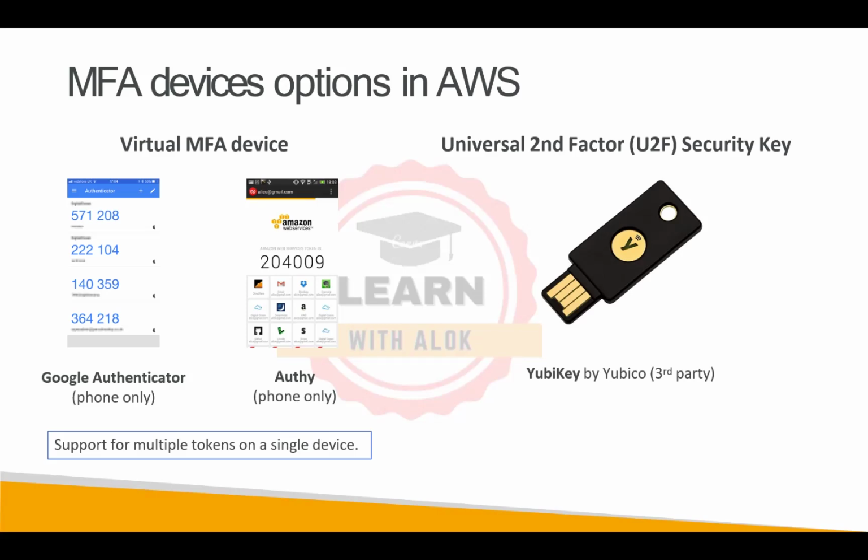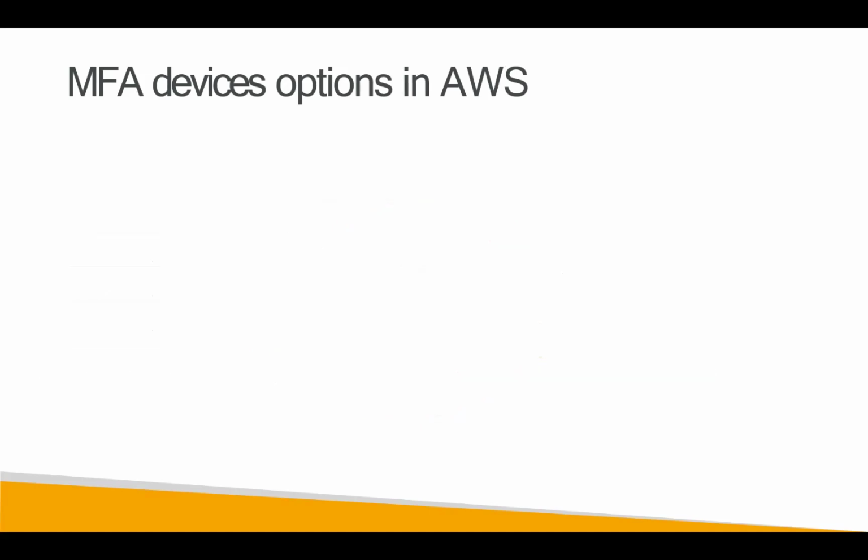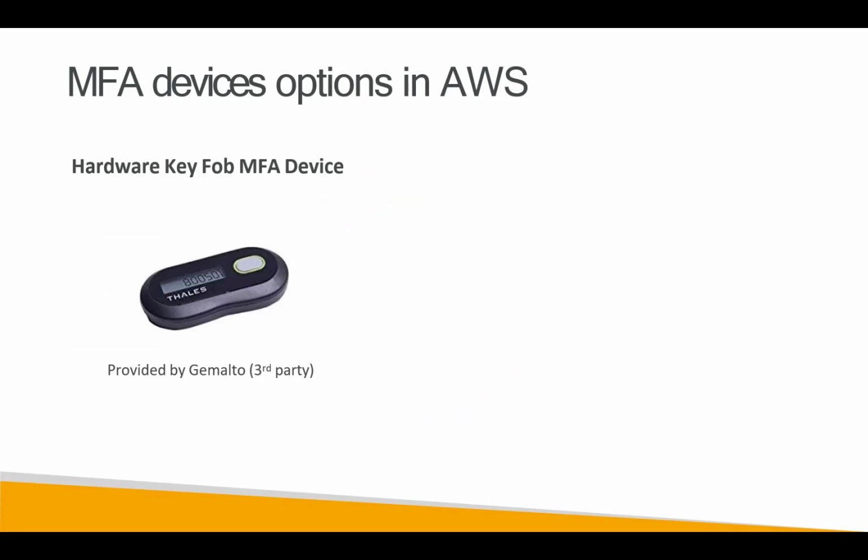Universal second factor, like YubiKey by Yubico, which is third party support. It's a hardware device which you can directly plug in and then you will have added security. MFA device options in AWS. Hardware key fob MFA device, like this one provided by Gemalto, a third party. It is a hardware device, and you need to enter the code on it, then you can log in.